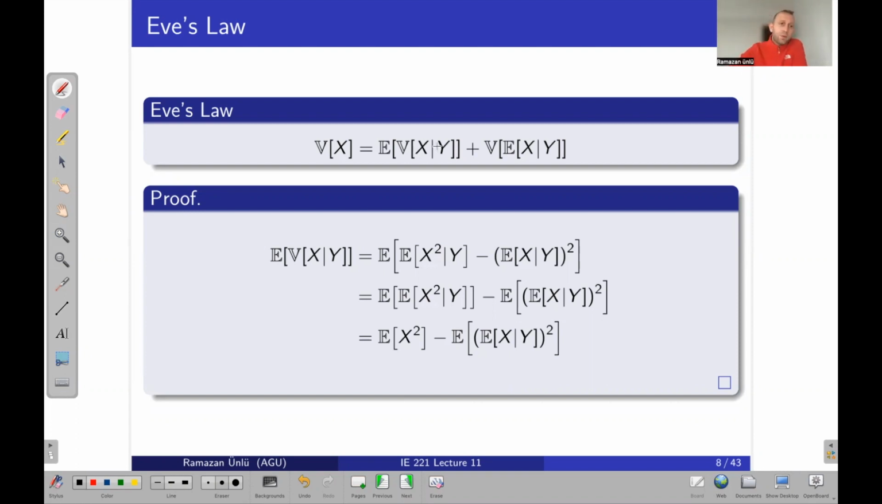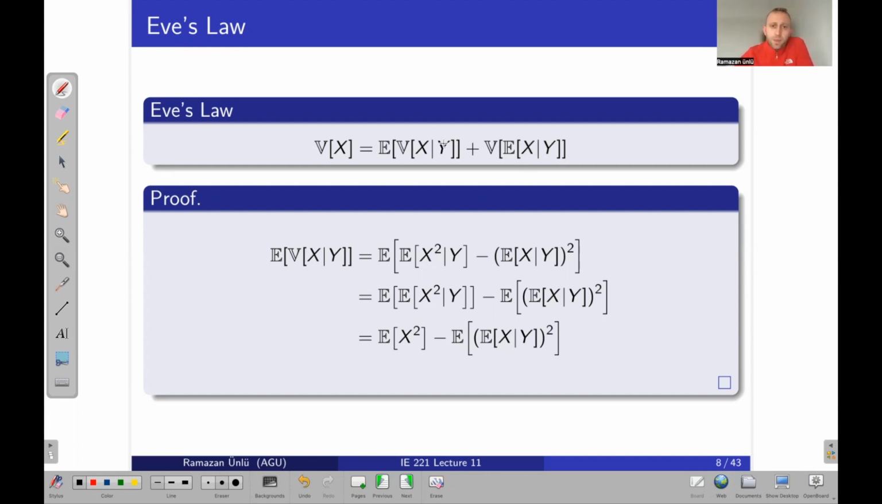So Eve's law tells us we can calculate the variance of X by using the expected value of the variance of X given Y, plus the variance of the expected value of X given Y. In the first term, we get the expected value of the conditional variance of X. In the second term, we get the variance of the conditional expected value of X.